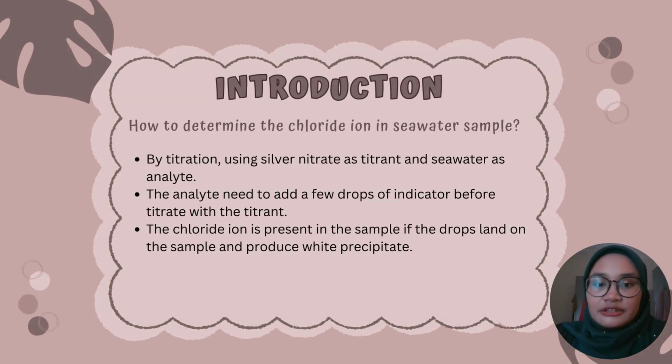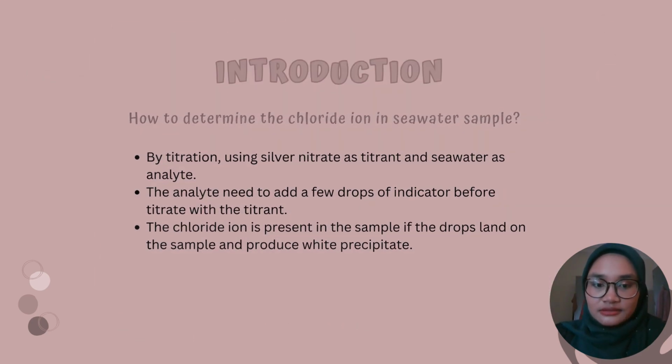How to determine the chloride ion in seawater sample? We can determine the chloride ion in seawater sample by titration using silver nitrate as titrant and seawater as analyte. The analyte needs a few drops of indicator added before titrating with the titrant. The chloride ion is present in the sample if the drops land on the sample and produce white precipitate.